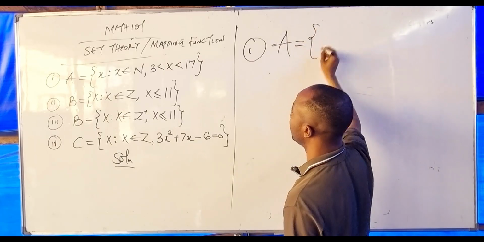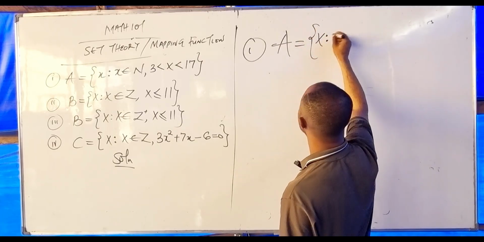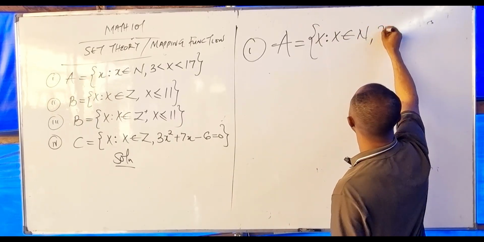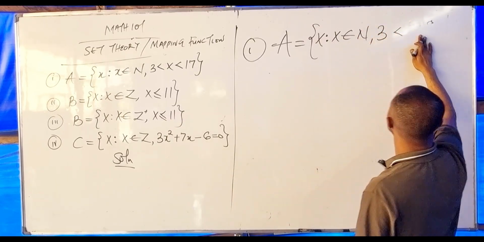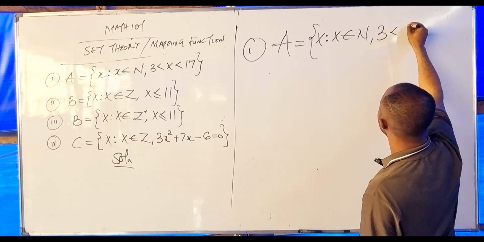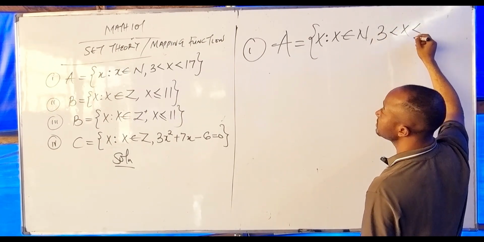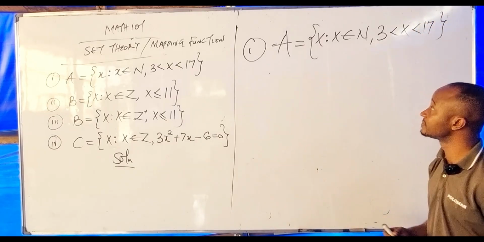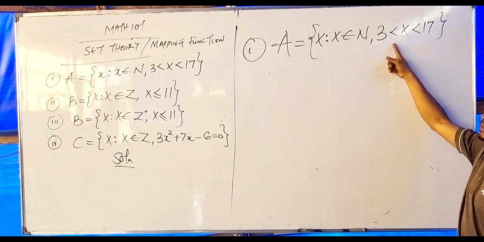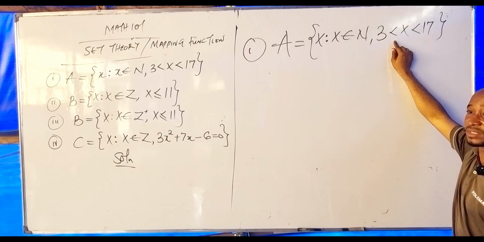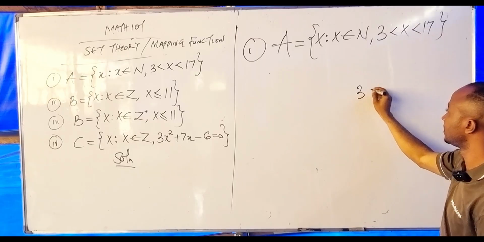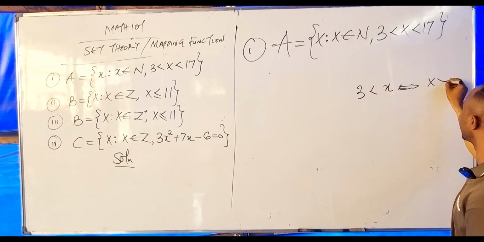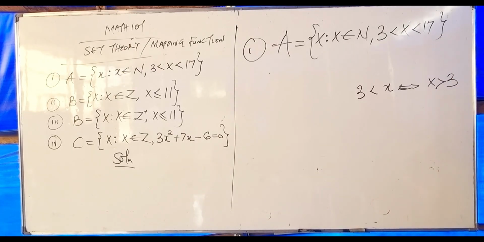A is a set of x, so that x is an element of natural numbers. Here we have 3 is less than x, less than 17. Now listen, the major thing you need to look at is here. You are told that 3 is less than x. If 3 is less than x, that implies that x is greater than 3. Right? You agree with me?